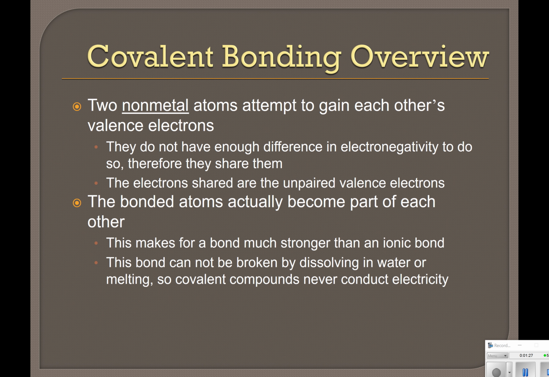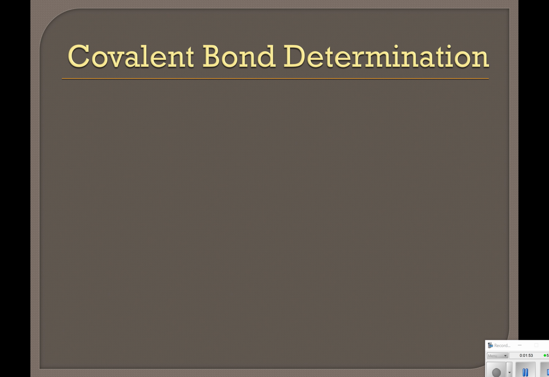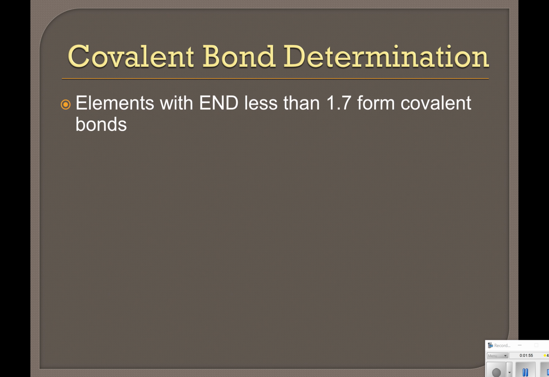You know, with ionic bonds, we can break that bond simply by dissolving the ionic compound in water or by melting it. But the covalent bond cannot be broken by dissolving in water or by melting. Therefore, what we call a molecular compound, something with covalent bonds, so covalent compounds will never conduct electricity like ionic compounds will. So they're not considered to be electrolytes.